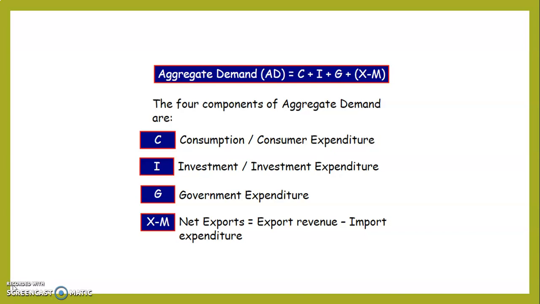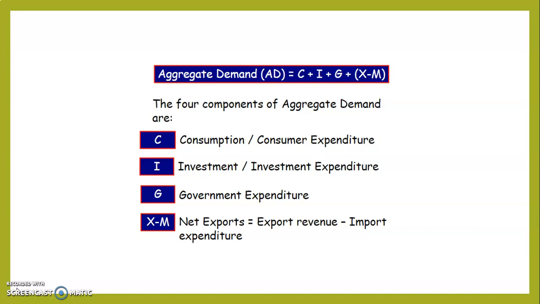So this means that if the government has decided to use fiscal policy to affect the aggregate demand, then if they want to increase the aggregate demand, they are going to increase the government expenditure. If they want to lower the aggregate demand, they are going to spend less on public and merit goods and services. They may also use taxation in order to increase or lower the aggregate demand.